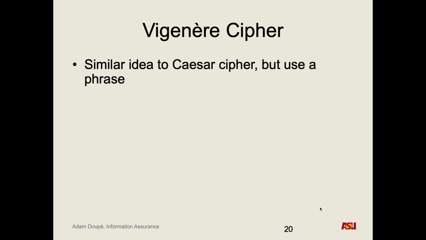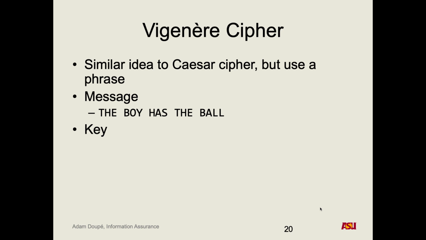The idea is similar to a Caesar cipher, but we're going to have keys as essentially a phrase. We'll still keep our same scheme of messages and ciphertext, so it's going to be just A through Z. And we'll see that we can actually get awesome security properties from what we want. So let's say the message is the boy has the ball. This time our key would be a 3-letter key, VIG in this case. It could be whatever we want.